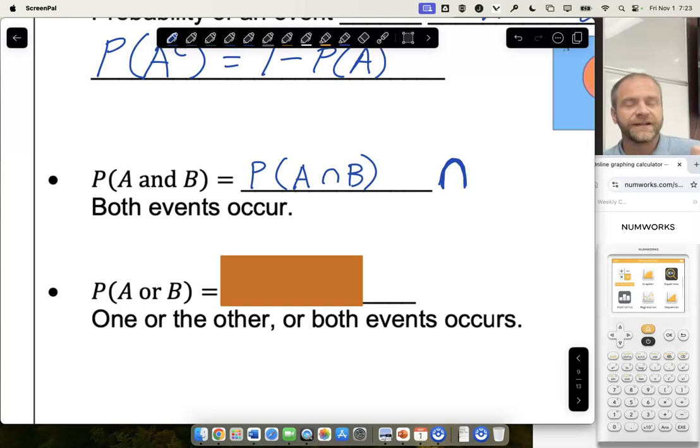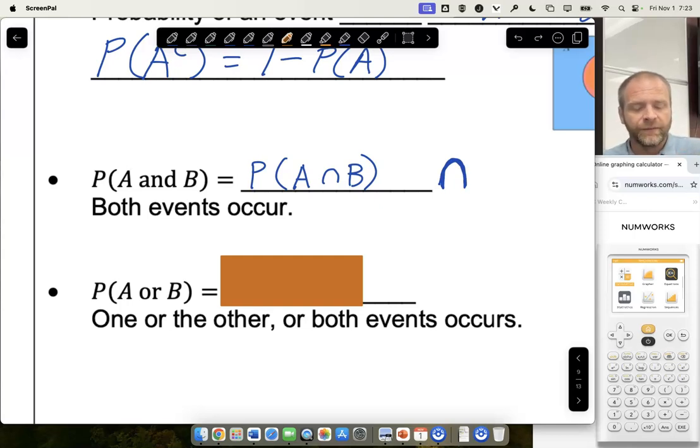And we're looking at another way of helping us remember that. If I put a little bar right here, that kind of looks like the letter A, doesn't it? So we can see A and, that is and. That's the probability of both events occurring. Or is the probability of one or the other event occurring, or both events occurring. It's got to be A or B, or it could be both A and B.